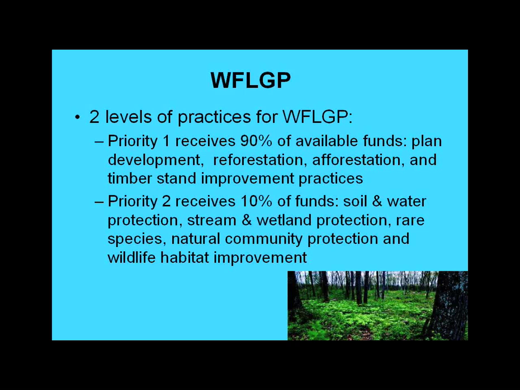Now, there's two levels of practices that they fund through this program, and most of the funding goes towards practices that the DNR feels are a higher priority and that they'd like to see accomplished more often. These include things like developing a forest management or forest stewardship plan for your property, doing some kind of reforestation or afforestation, which is just a fancy way of saying planting trees either in an old forest or in an old agriculture field or meadow to create a forest, and doing some kind of timber stand improvement practices. It might be pruning trees or thinning trees. Those are the practices that get most of the money that's available for this program.